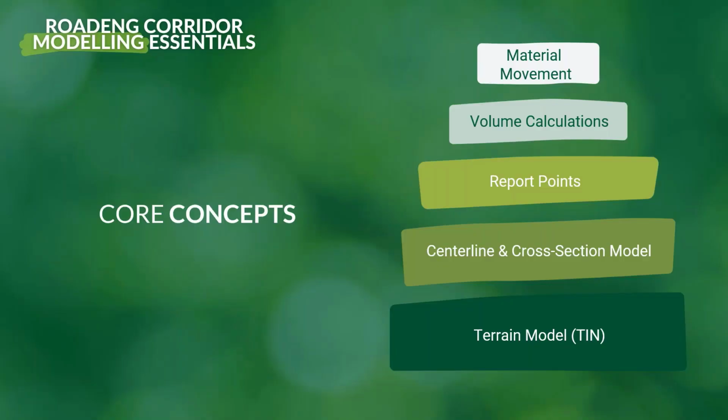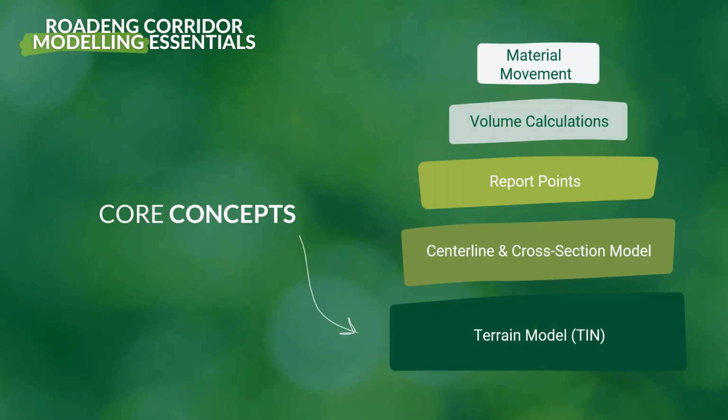So these key elements are essentially like building blocks that really set the software's foundation for being able to do corridor modeling. So today we're going to explain each of the 5 key concepts and then do a little bit of a demonstration of what they are and how to work with them.